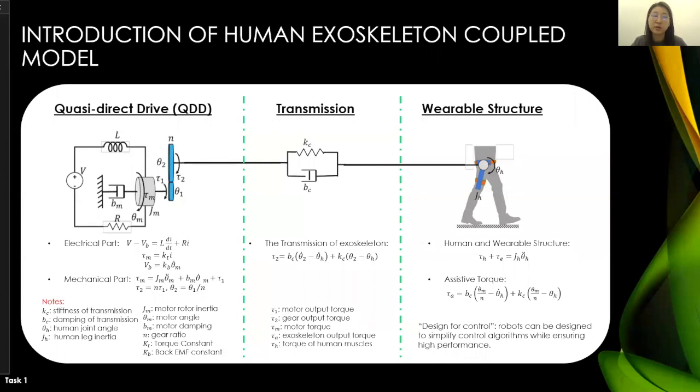So first of all, I'm going to introduce the human exoskeleton coupled model. The model for the transfer function involves the electrical part of the system and the mechanical part of the system and the transmission and variable structure.